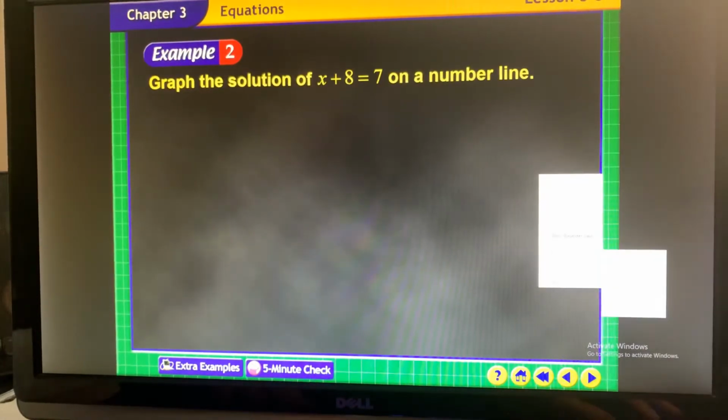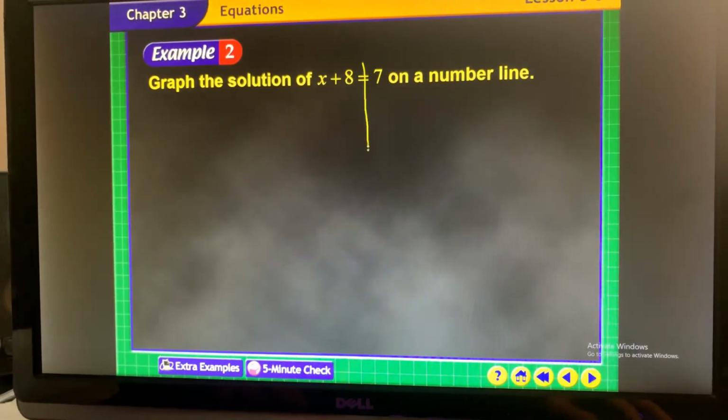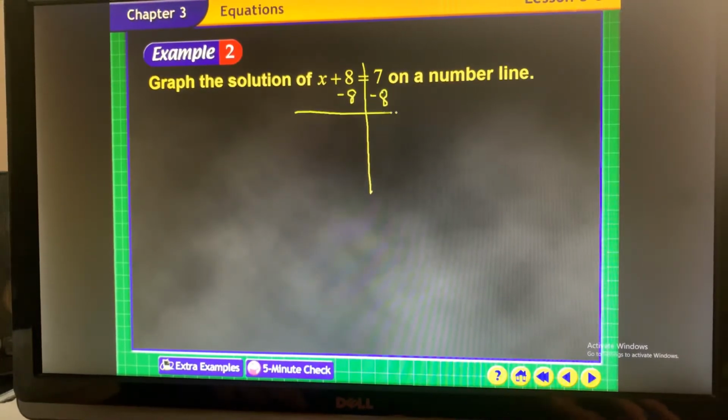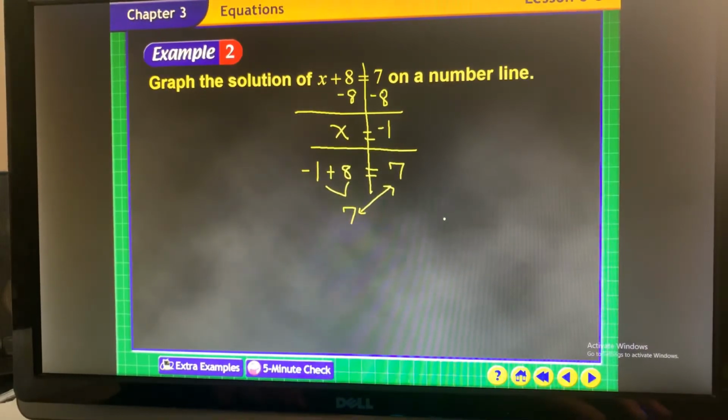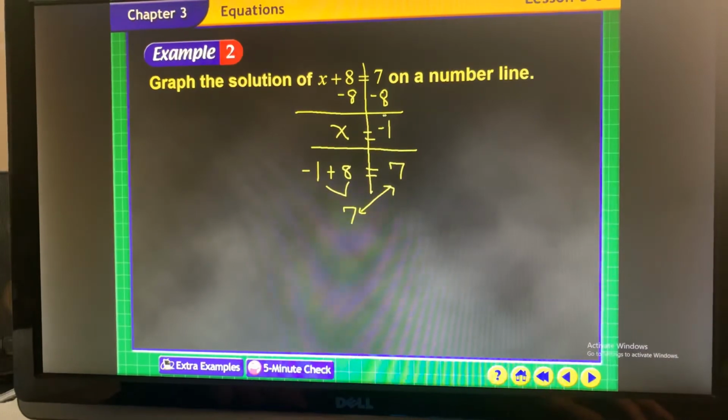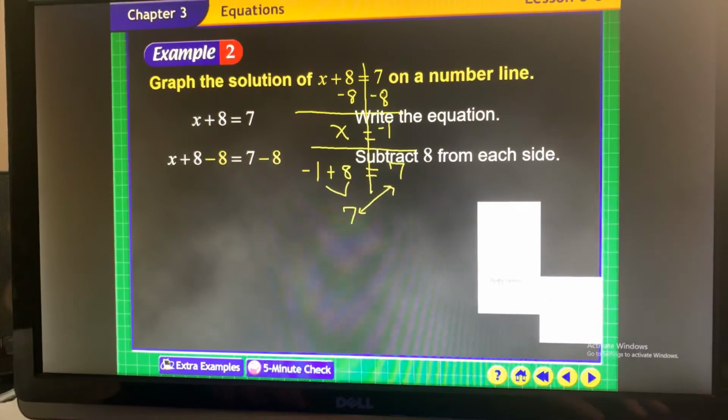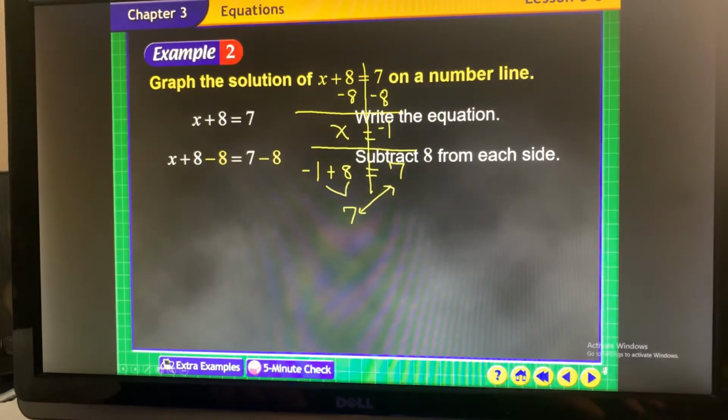Okay, same process here. Negative 8 to both sides. X is equal to a negative 1. Negative 1 plus 8. It's supposed to equal 7. Do the problem. It does. It checks. The left side continues to equal the right side. Solution, check step. See, I go back and forth to these things. You think it would be a lot easier, don't you?